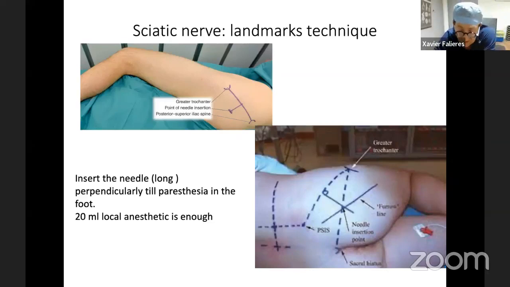Don't forget, pain at injection when you are working with landmarks is a very important sign of intraneural injection. So when the patient is feeling a lot of pain, please move your needle a little bit, and the injection has to be easy.